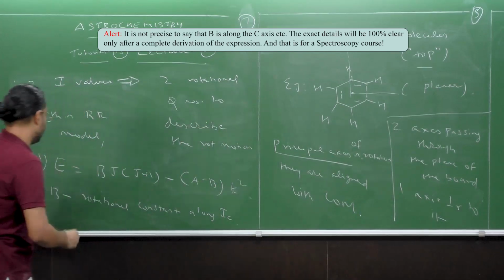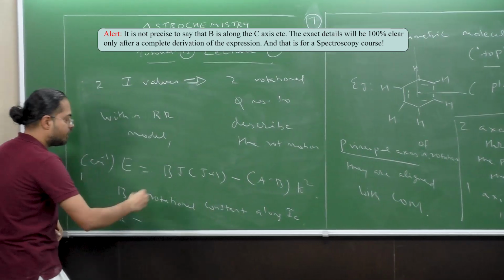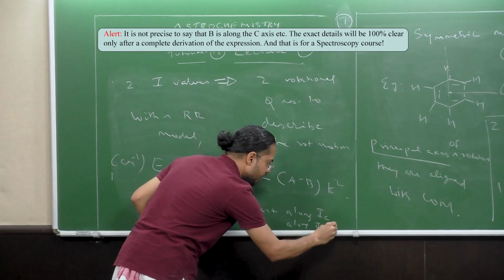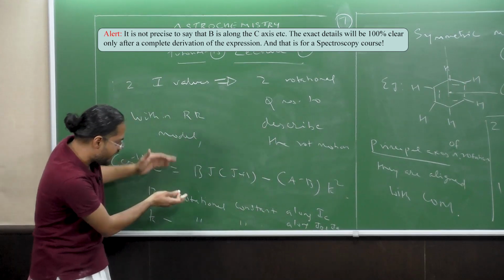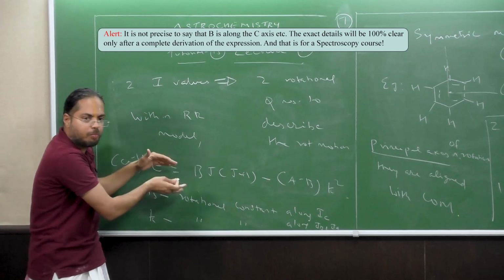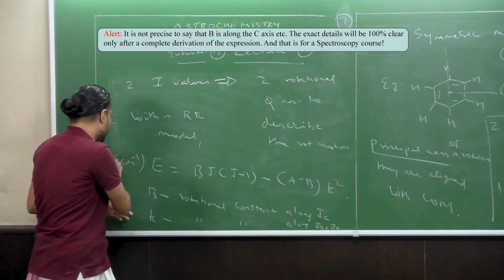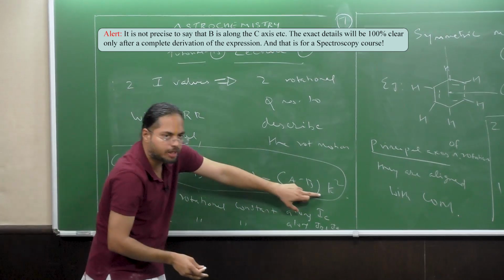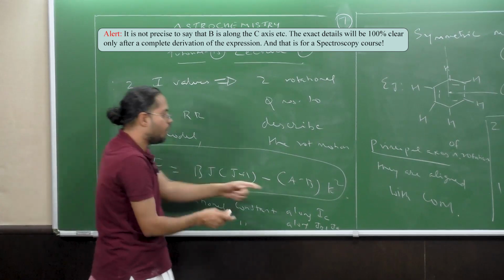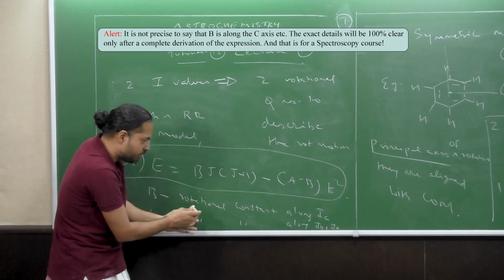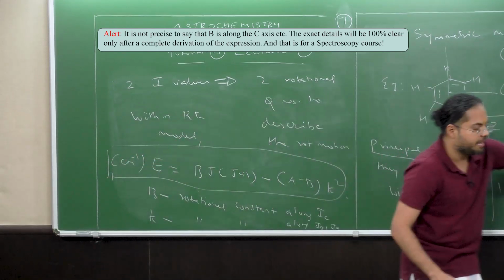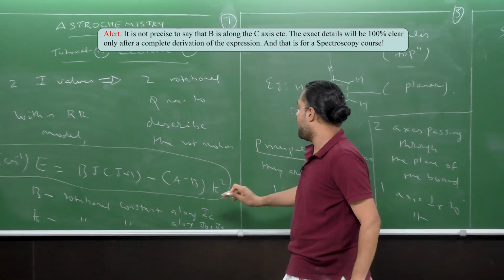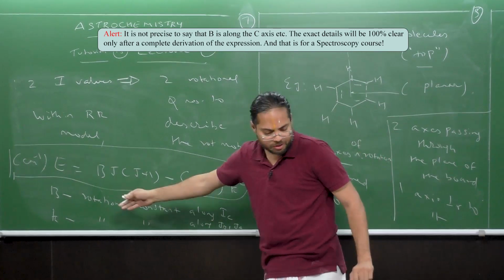And your other rotational constant is along IB and IA. I'm sorry, I've written it way in the bottom part of the board, so I just have an expression here: E is BJ(J+1) minus (A minus B) times K squared, where B is a rotational constant along IC, and the other is the rotational constant along IB and IA. So I have two quantum numbers now, and therefore two rotational constants.